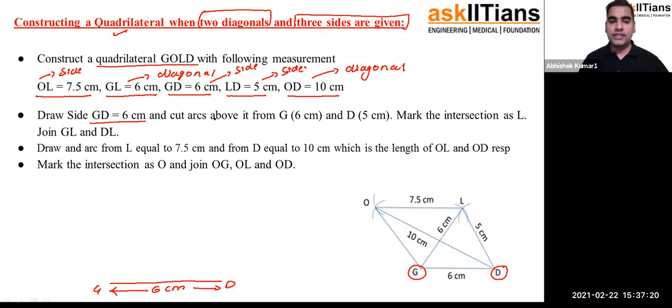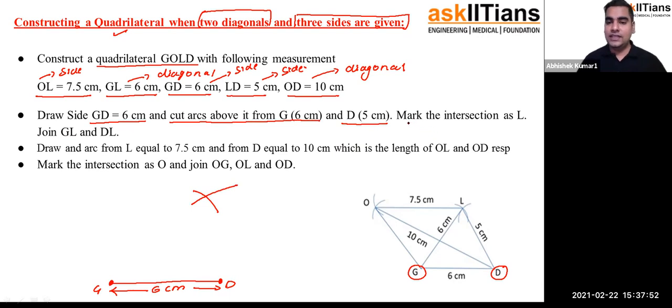GL is equal to 6 centimeters, so you have to cut an arc of 6 centimeter, considering G as a center, to form GL. Then I have to cut another arc assuming D as a center, whose length is equal to 5 centimeter, to form DL. So assuming D to be the center, you have to cut an arc of length equal to 5 centimeter.